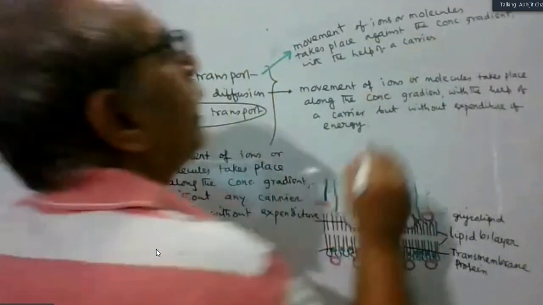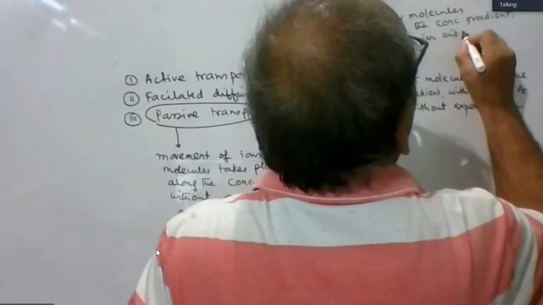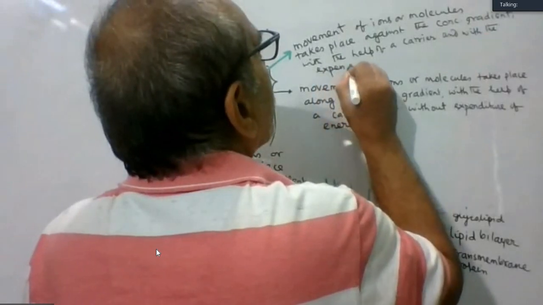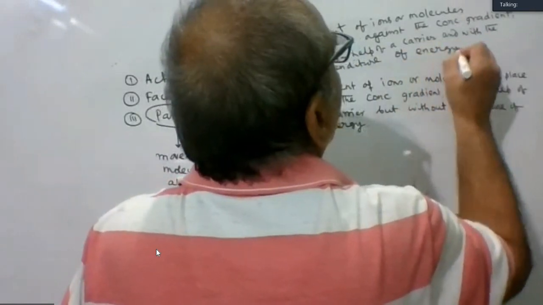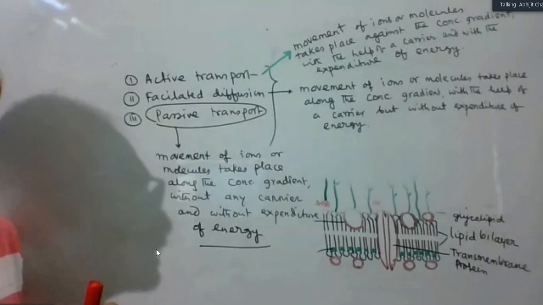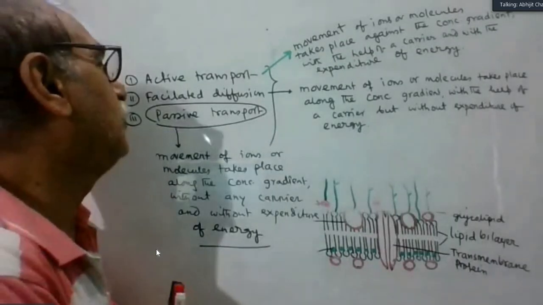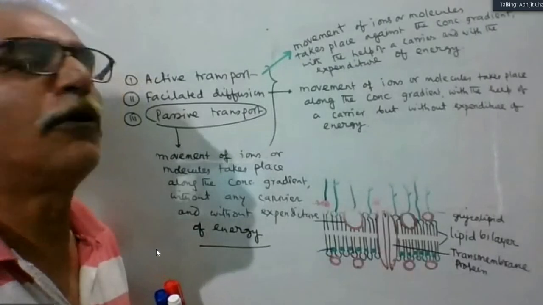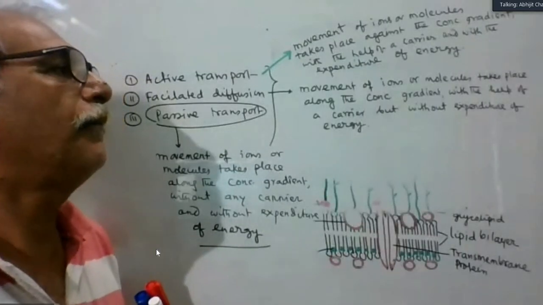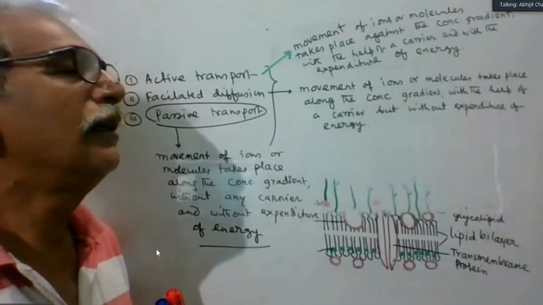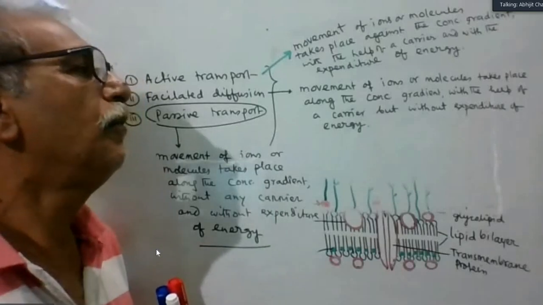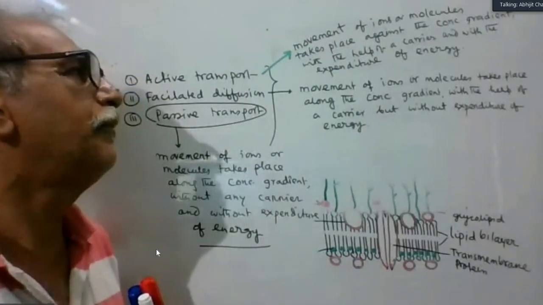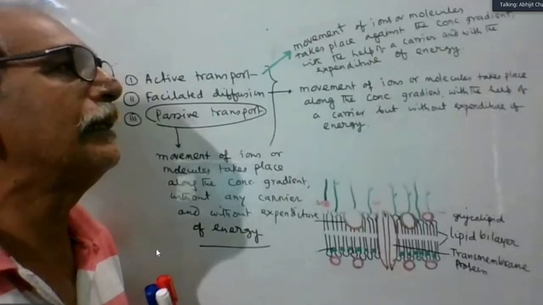With the help of a carrier. Look, this is the active. So active transport is similar to facilitated diffusion in that carriers are required in both, but different in two points. One, energy is not required in facilitated diffusion, but energy is required in active transport. Two, movement occurs along the gradient in facilitated diffusion, but against the gradient in active transport.